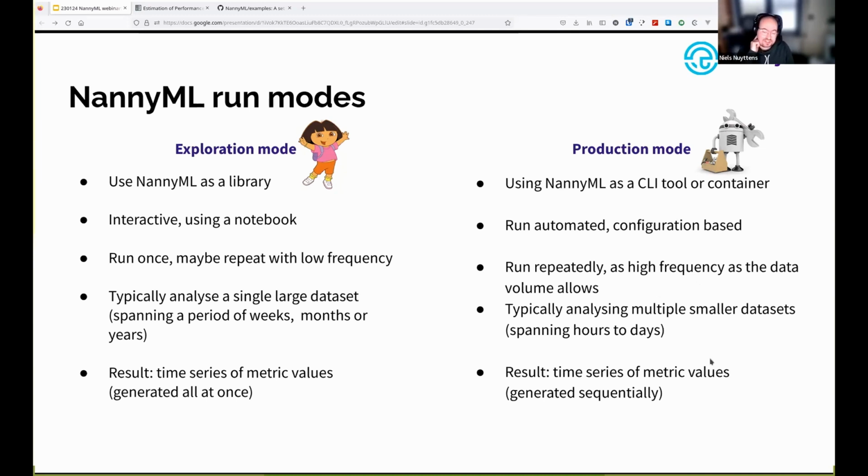And the end result is, again, actually quite the same. It is, again, a time series of metric values, but opposed to the exploration case where we generate this entire time series all at once, so we calculate all of the data points all at once, in here, you're gradually building up this time series, a single point at a time, right? So as time passes on, you run NannyML in a repeated fashion, and every time a couple of metric values come out, and you append all of these to different time series.